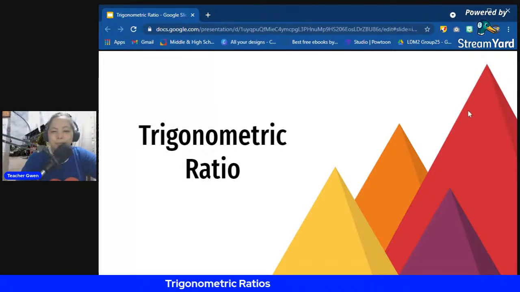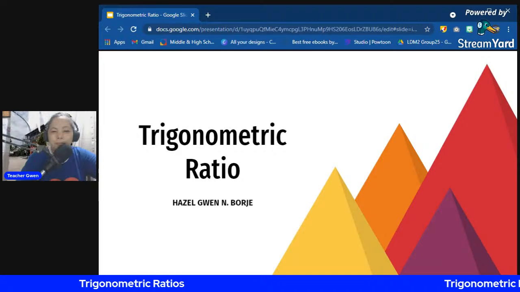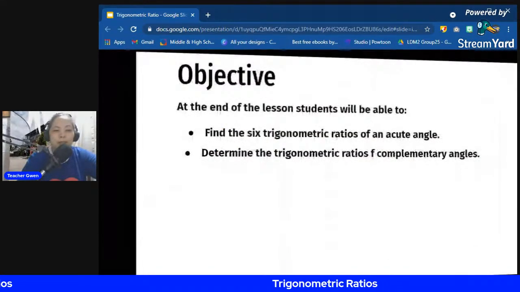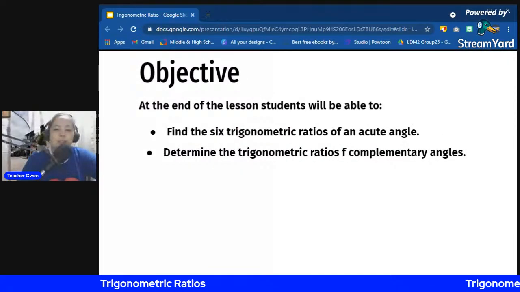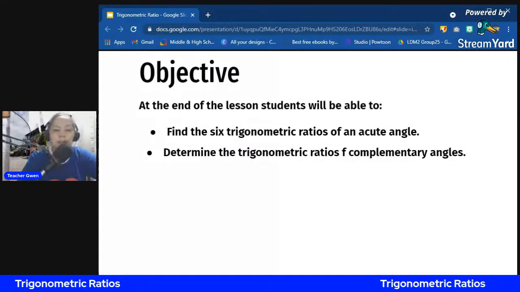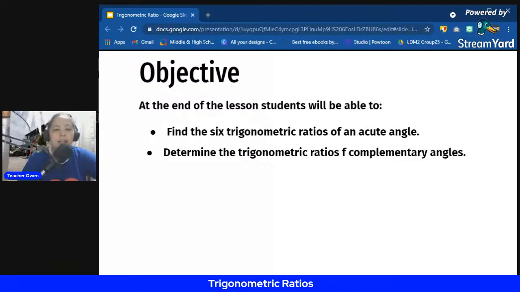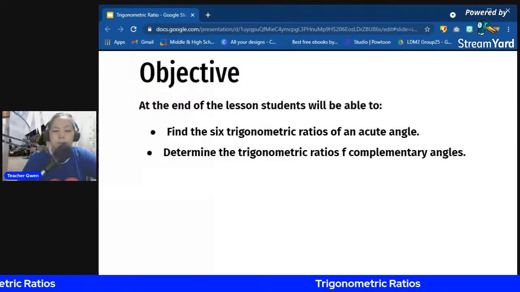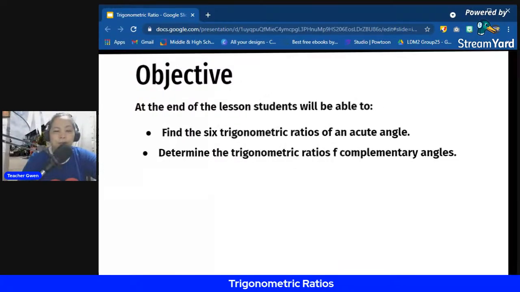Okay, so let's proceed. For today's lesson, our objective is that at the end of the lesson, students will be able to first find the six trigonometric ratios of an acute angle, and second, determine the trigonometric ratios of complementary angles. Okay, so let's start.